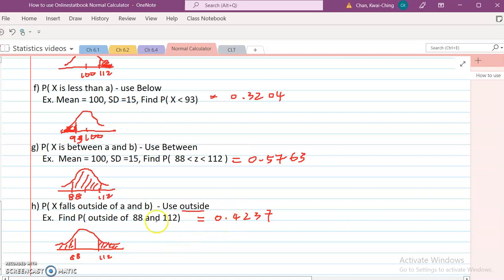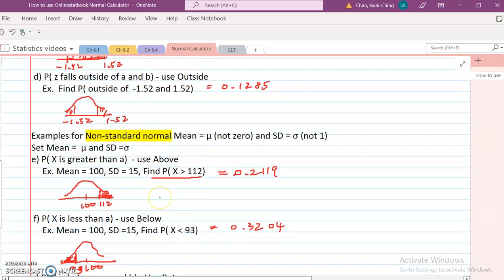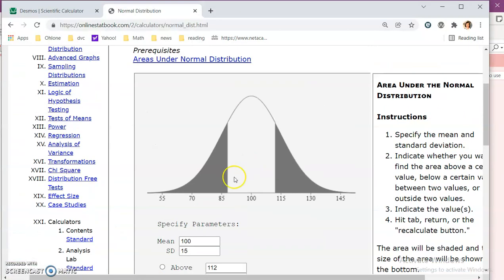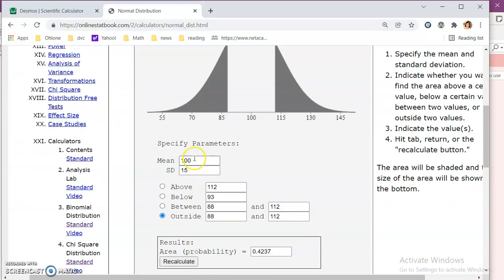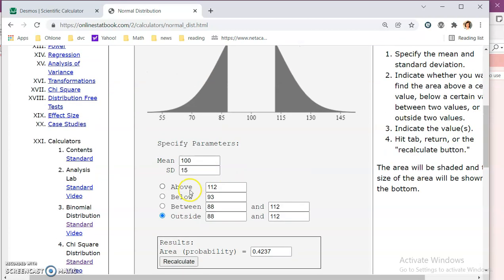So that's how you use the normal calculator for standard normal as well as non-standard normal. Remember to make sure that you check the mean and standard deviation correctly, and also hit recalculate after you set the corresponding parameter in this option.